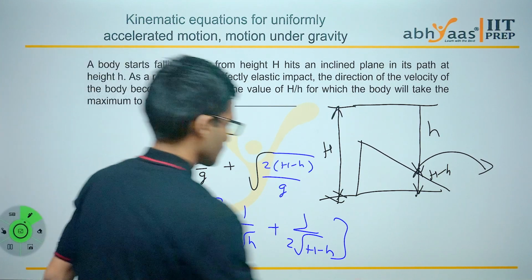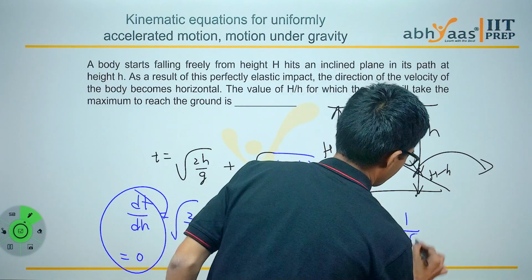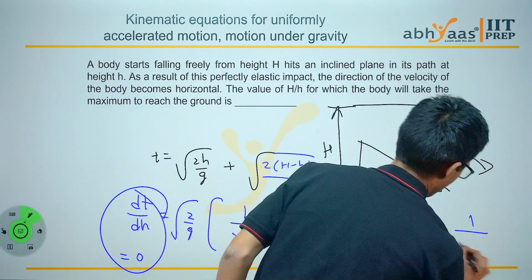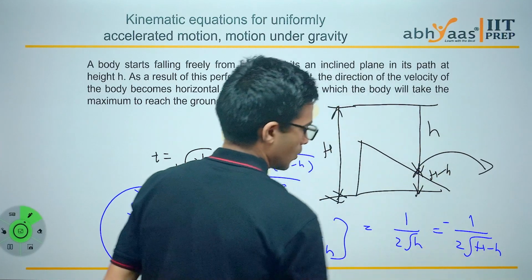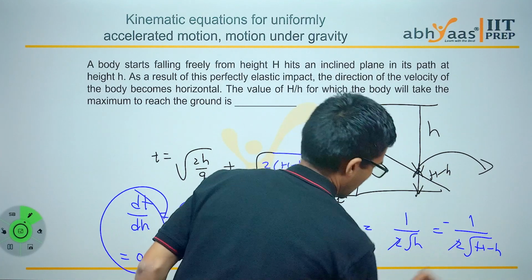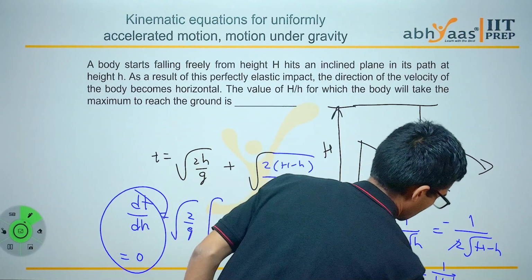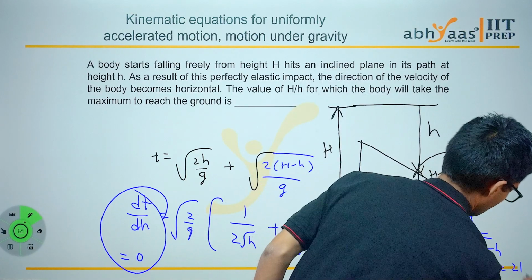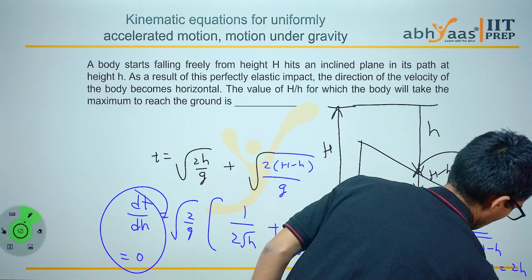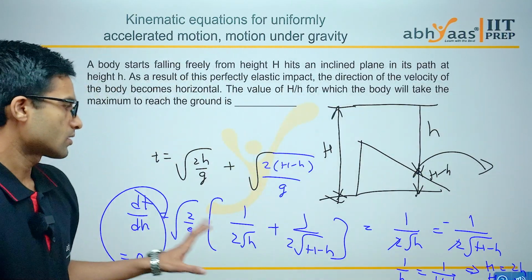So here if you equate it, 1 by 2 root h is equal to 1 by 2 root (h minus h), negative of course. If you square both sides, the 2 gets cancelled, 1 by h equal to 1 by (h minus h). So what you will get? H minus h is equal to 2h, so h by h is equal to 2. Directly you are getting it. So simple things only, these are not big things.